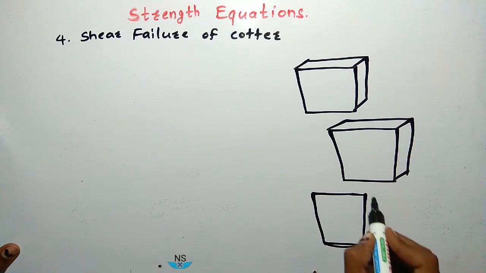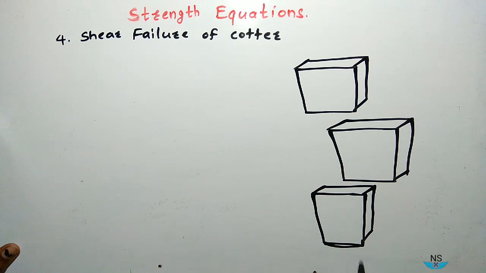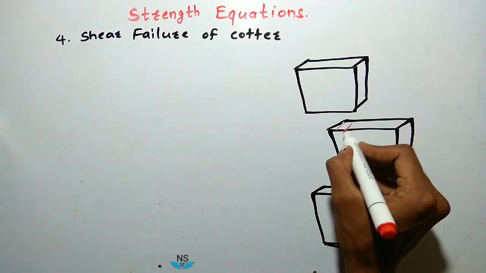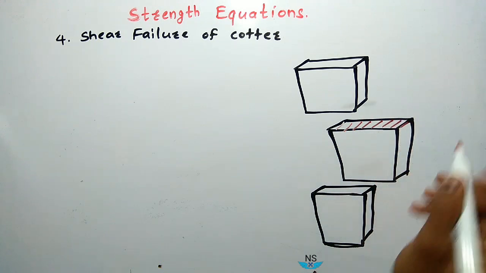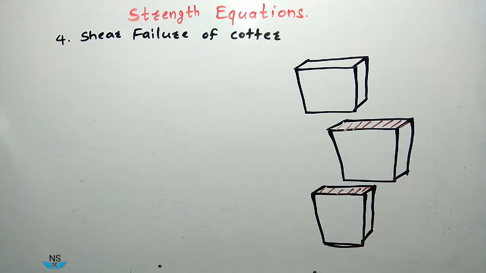ऐसे फेल्योर होगा क्वार्टर का, इस तरह से क्वार्टर फेल होगा। So at this section this is the failure area, at this section this is the failure area. So what is the failure area?